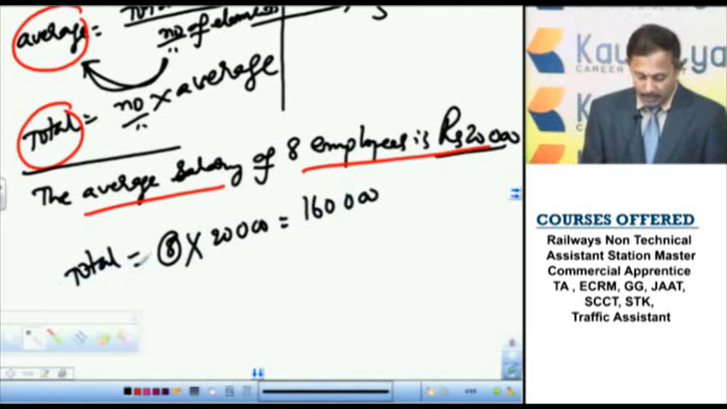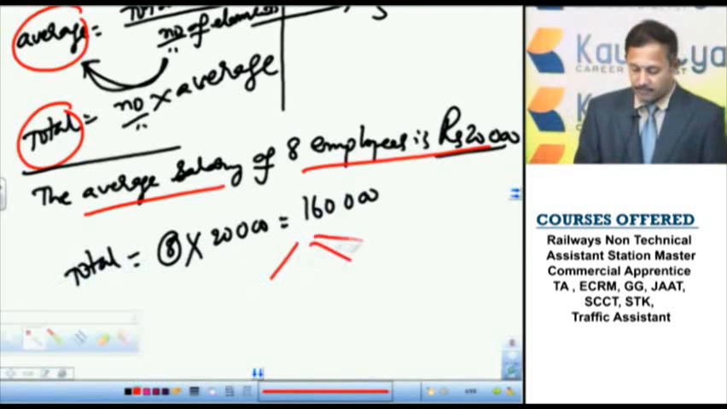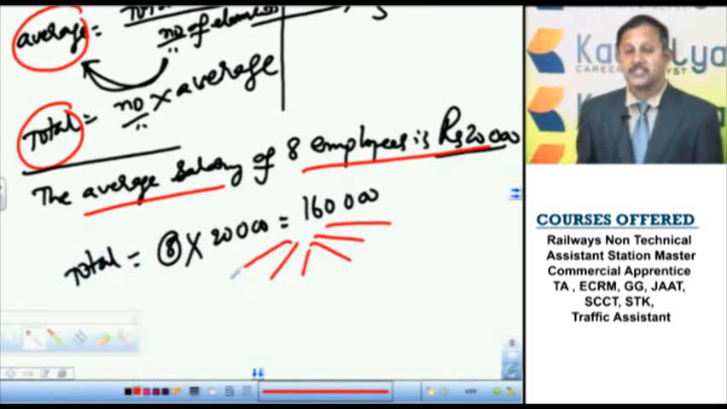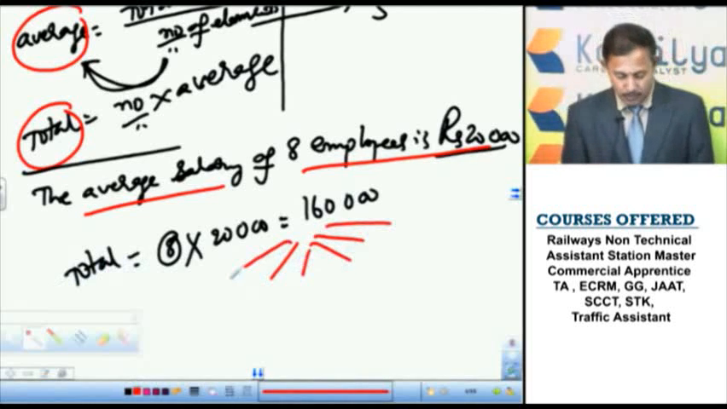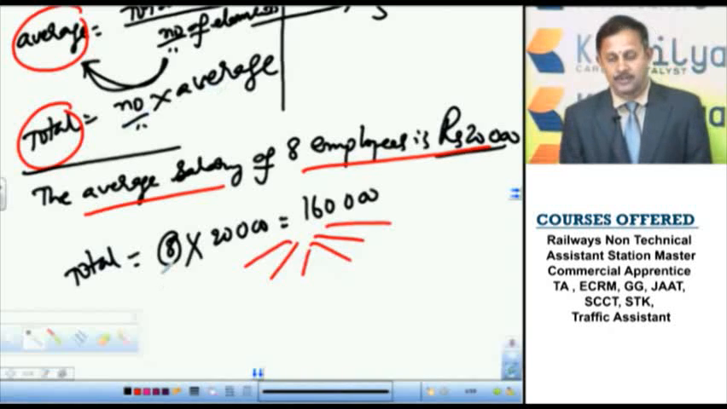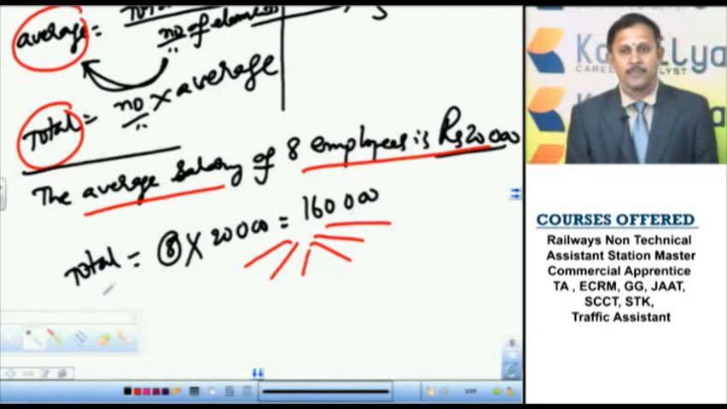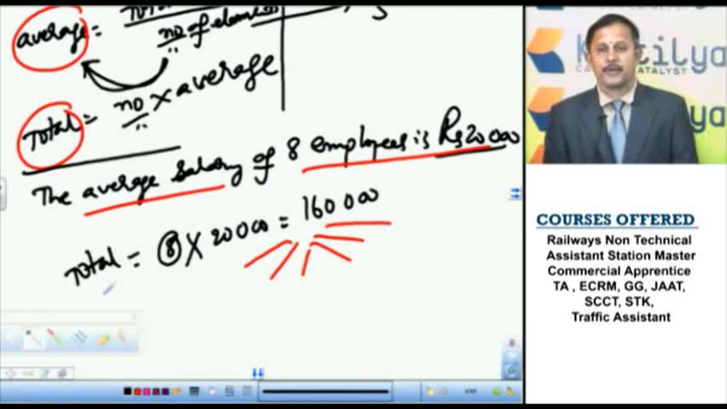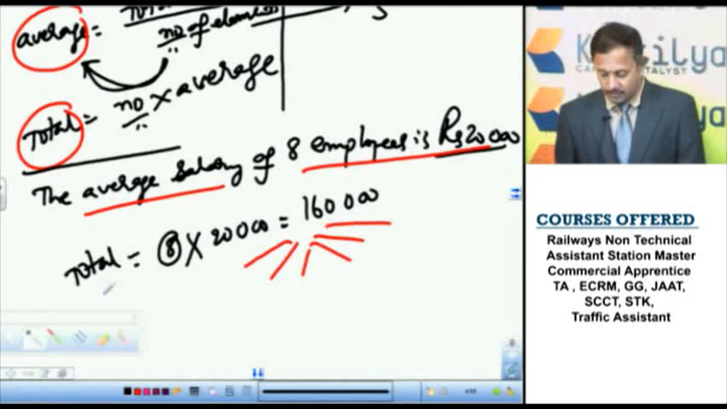We are not particular about the salary of the individual. Here the number of participants is 8 and the average salary is 20,000. So number into average, 8 into 20,000, gives 1,60,000. That is the total salary obtained by all the 8 people, but we are not particular about the salary of the individual.